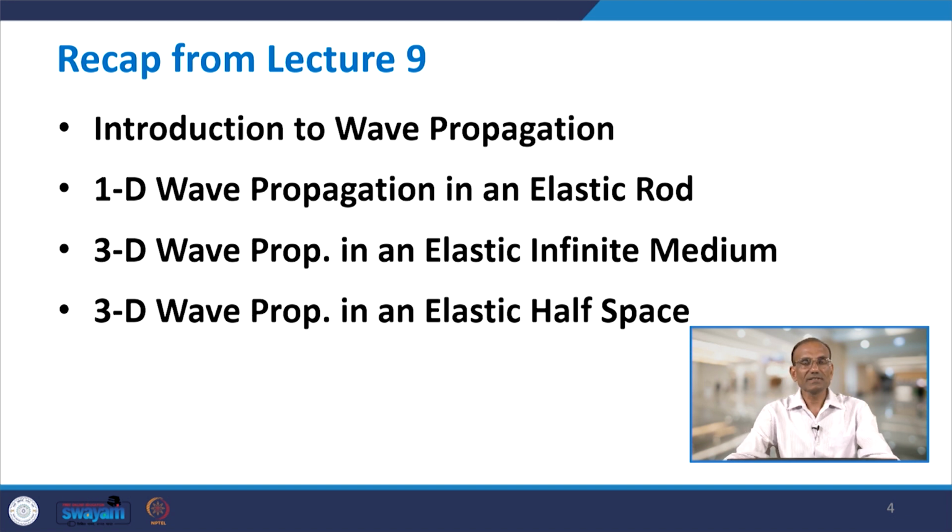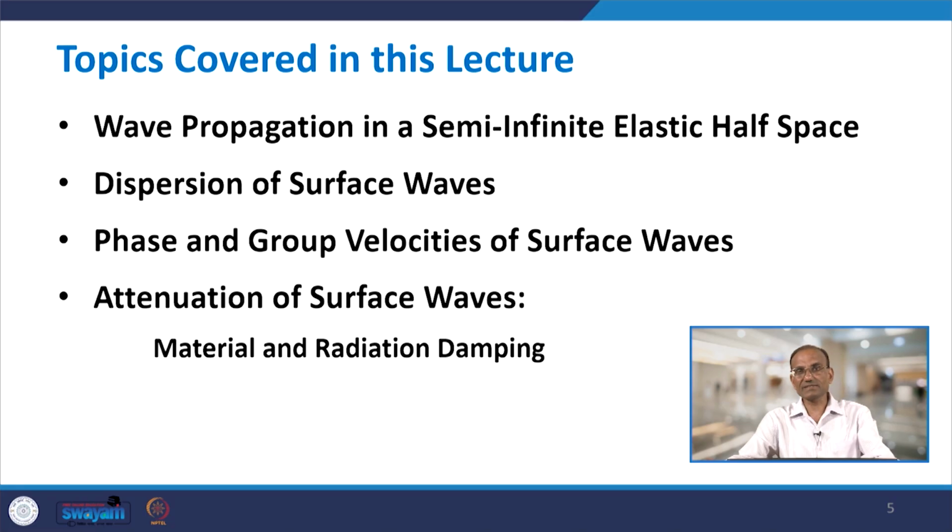In the first lecture, that is lecture number 9, what we talked about was: introduction to wave propagation, 1D wave propagation in an elastic rod, 3D wave propagation in an elastic infinite medium, and then 3D wave propagation in an elastic half space. The last part, wave propagation in a semi-infinite elastic half space, was partly covered in the last lecture and partly will be covered in this lecture. So, the topics we are going to talk about start from wave propagation in a semi-infinite elastic half space.